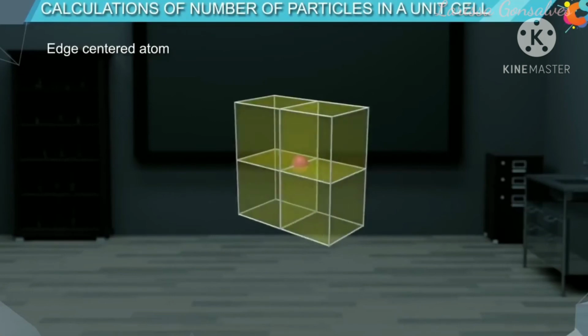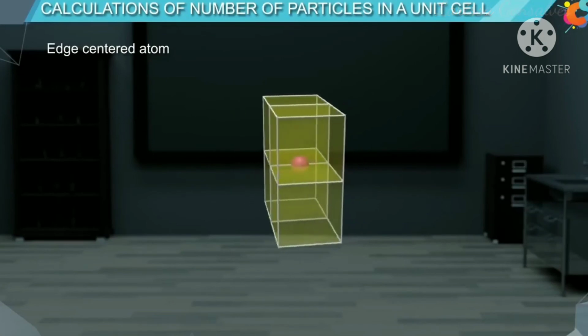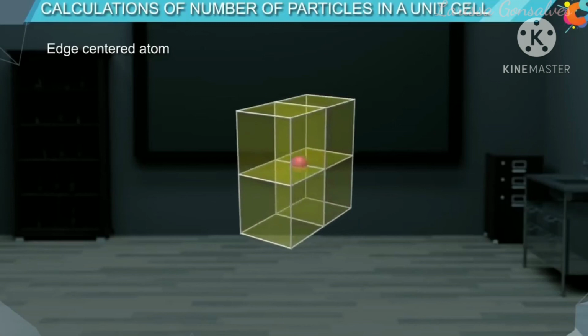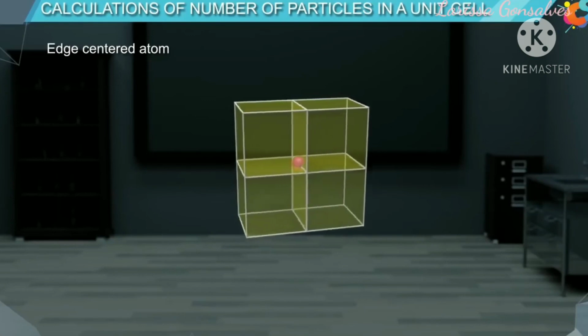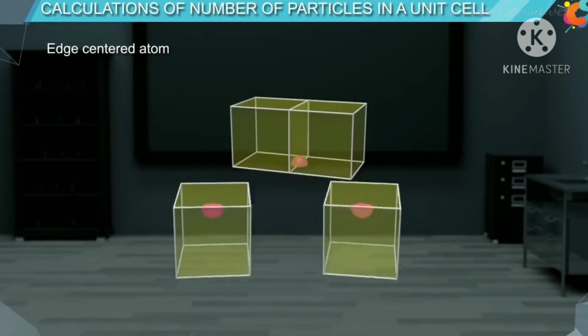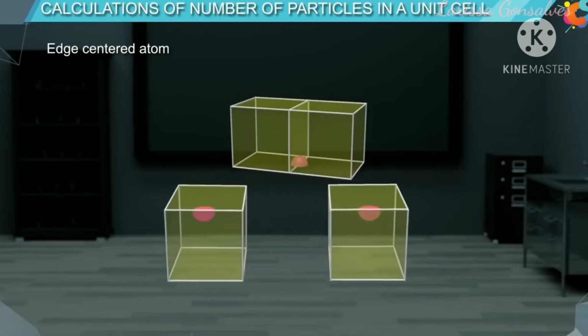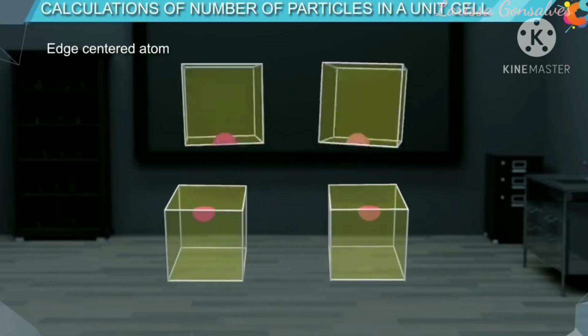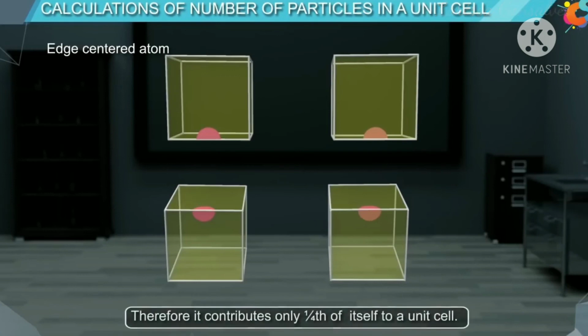An edge-centered atom is shared by 4 adjacent unit cells in the crystal lattice. 2 unit cells are present in the lower layer and 2 unit cells are present in the upper layer. Therefore, it contributes only 1/4 of itself to a unit cell.